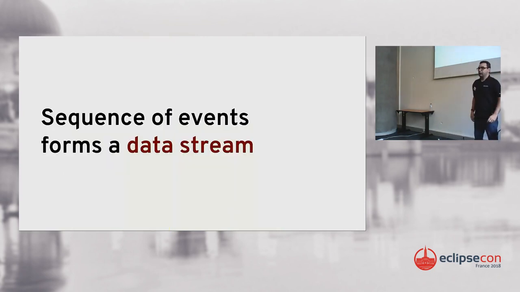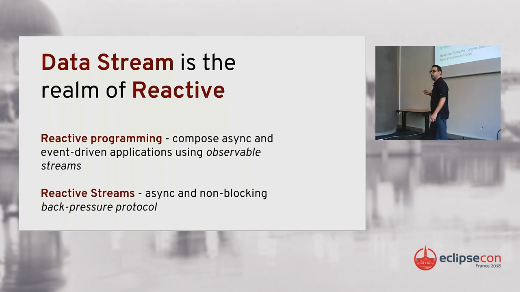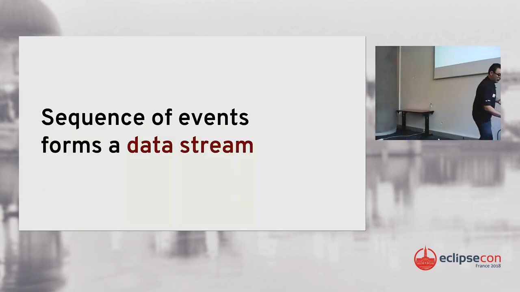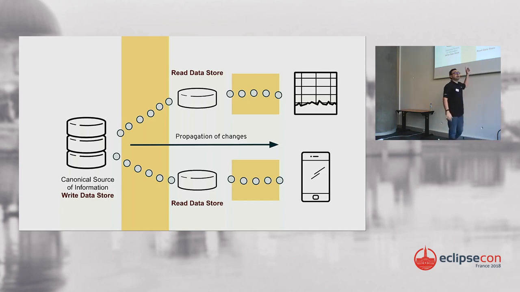Well, my events form a sequence of data, right? An ordered sequence of data. An ordered sequence of data is a data stream. And reactive is all about data streams. Using either reactive streams or reactive programming gives you a very nice API to build and compose event-driven and asynchronous software that is made to handle data streams and unbounded data streams. Because nothing says that this is going to finish at some point. It can be an unbounded data stream.